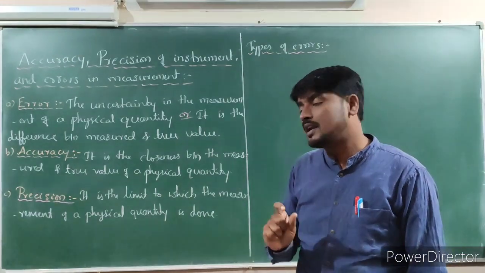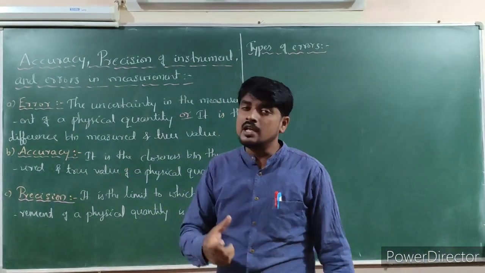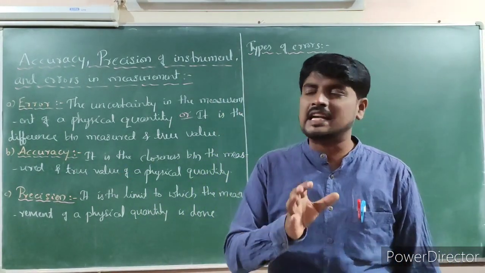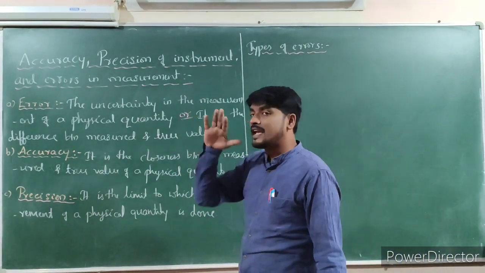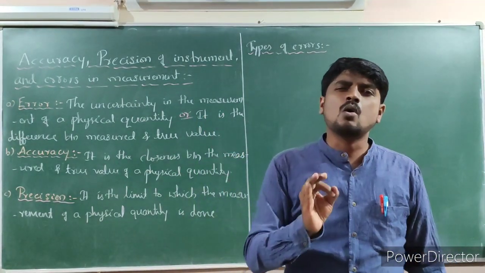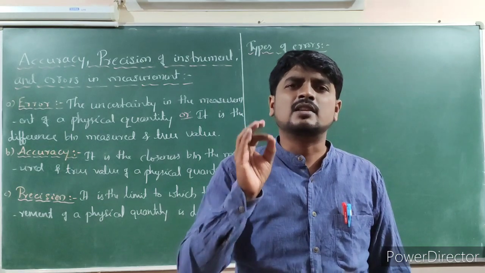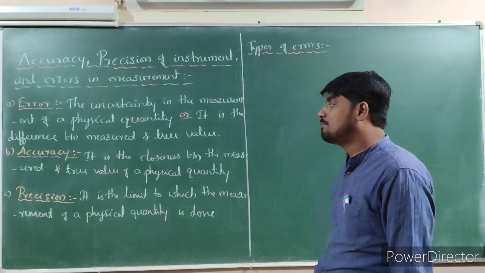That is, lab 1 is very accurate. That means he performed the experiment very perfectly. That is why he got that value. That is called accuracy. Science is all about accuracy, right? It's all about measurement. Then let's go to precision.